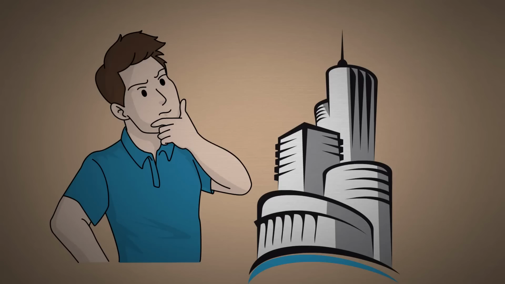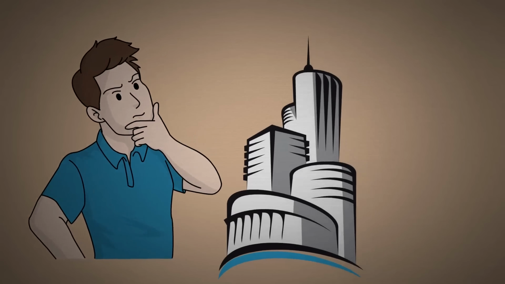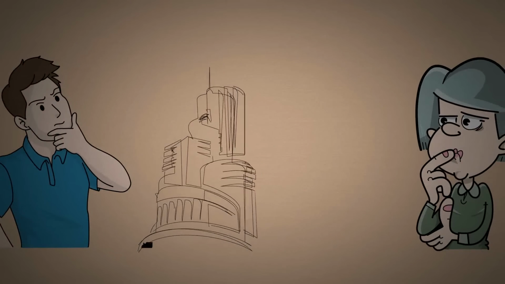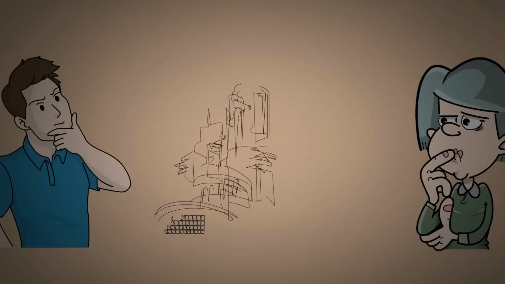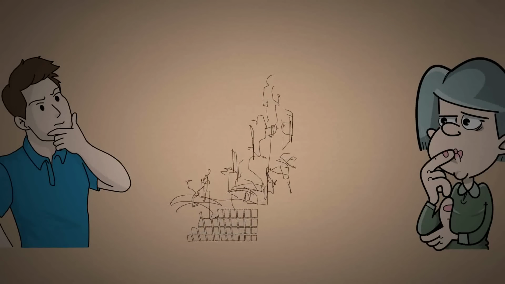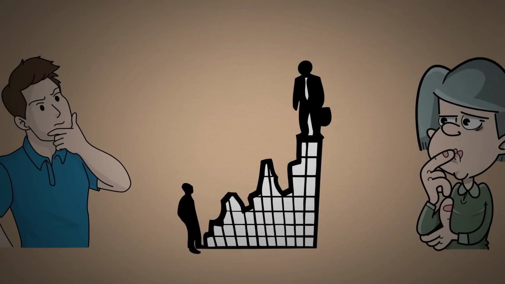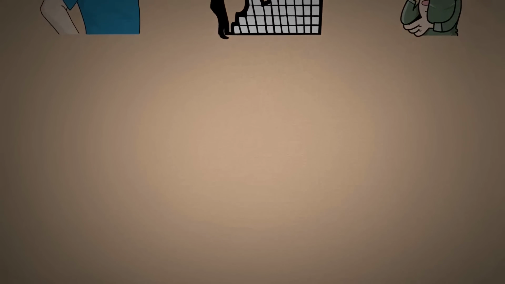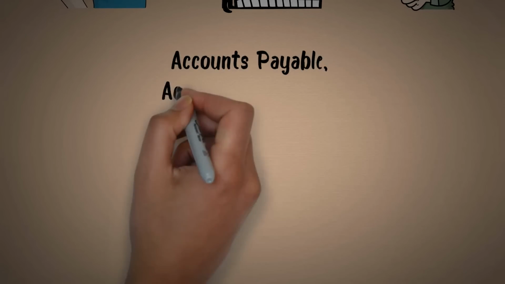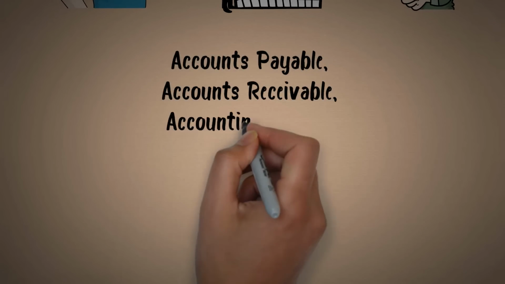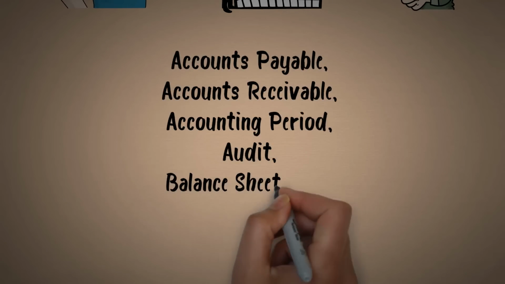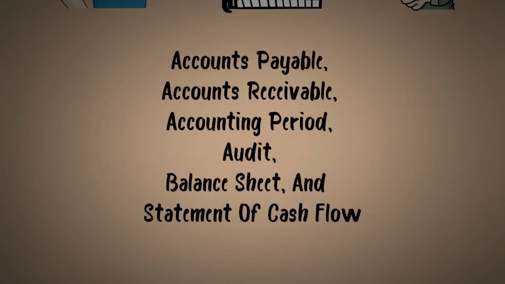the latest business terms. By understanding the latest business jargon, you can analyze your systems and operations faster, communicate better with clients and employees, and stay ahead of the competition. So, in this video, we will learn about accounts payable, accounts receivable, accounting period, audit, balance sheet, and statement of cash flow. Let's start with accounts payable.